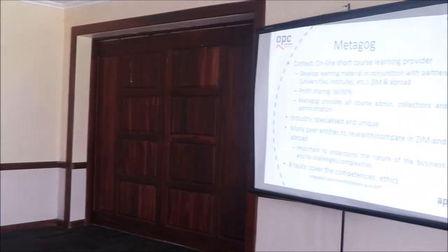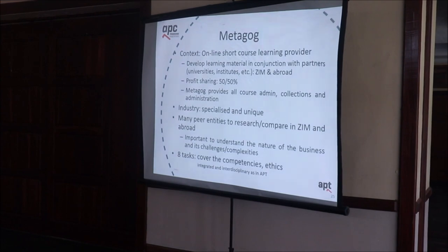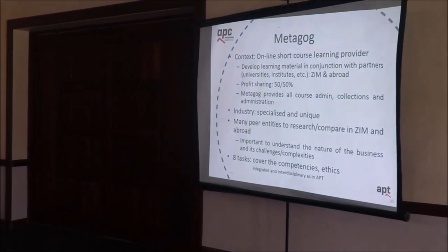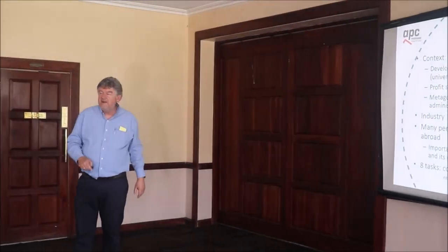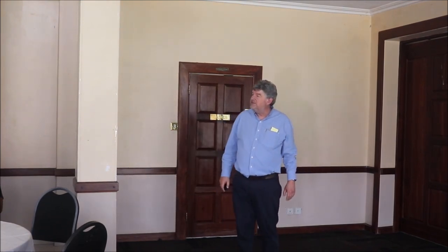So that's a little bit about the background. Some unique things that come through in terms of the way it works: Metagog basically runs the platform that communicates with the candidates who are registered for these short courses, and the intellectual property is developed by universities. They have this profit sharing, which is a 50-50 split of student fees. The idea is that Metagog covers its own costs and the universities cover their own costs. So some quite interesting things to think about there.